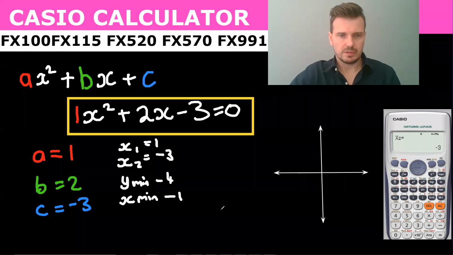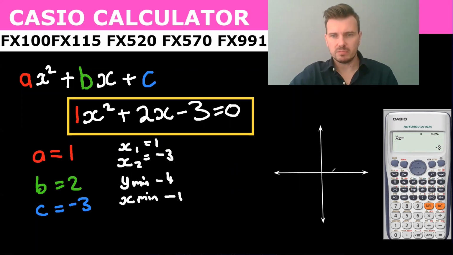and yellow graph. So my x1 gives me my x-intercept, which is 1. My x2 gives me my other x-intercept, minus 3. My y-min gives me my smallest y value, which was negative 4. So along here somewhere. And that would be y equals negative 4 along there.